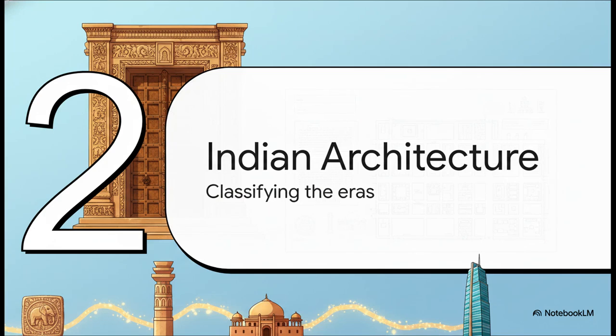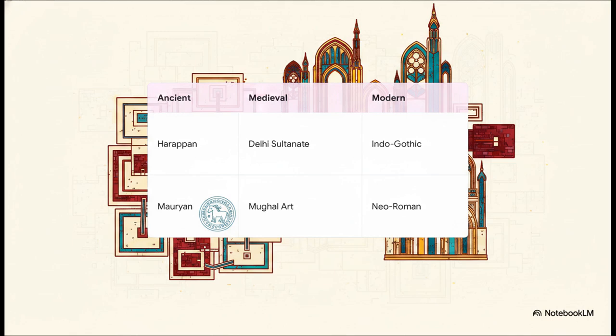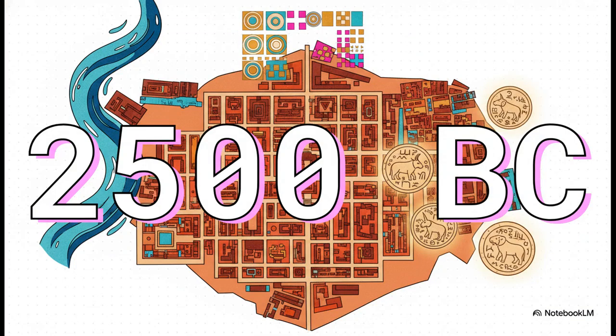Section 2. Classifying Indian architecture. And this brilliantly illustrates the massive span of Indian architectural history. Historians generally group it into three broad buckets: ancient, medieval, and modern India. You know, you've got the Delhi Sultanate and Mughal art in the medieval era, and Indo-Gothic styles later on in the modern era. But for us, our focus lies squarely on that very first pillar of ancient India, the Harappan period. 2500 BC. Let's just lean into that time warp contrast for a second.